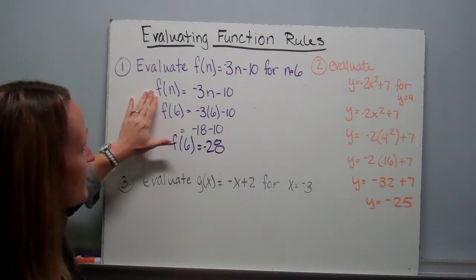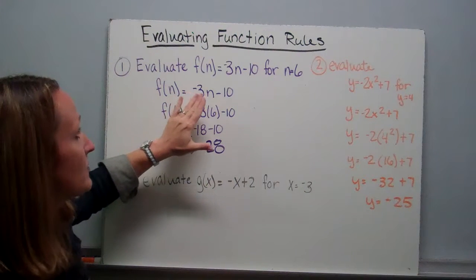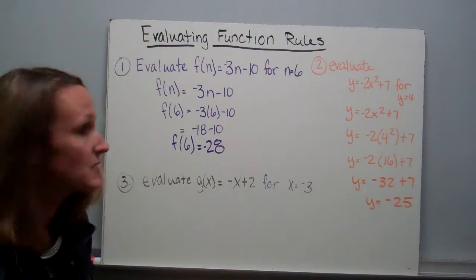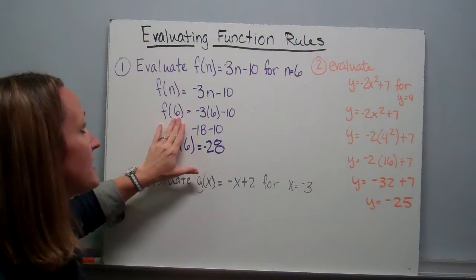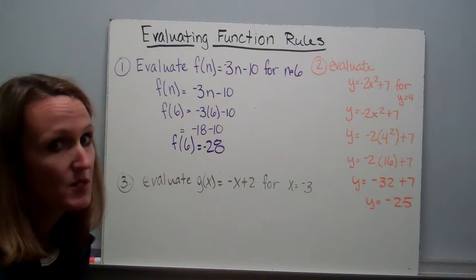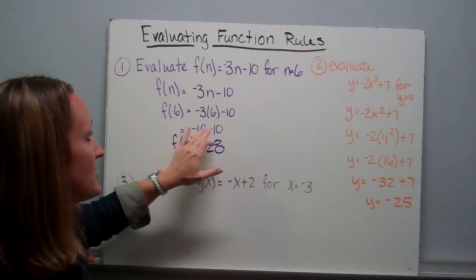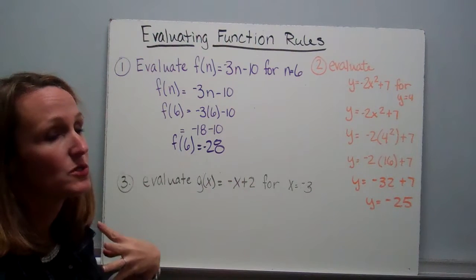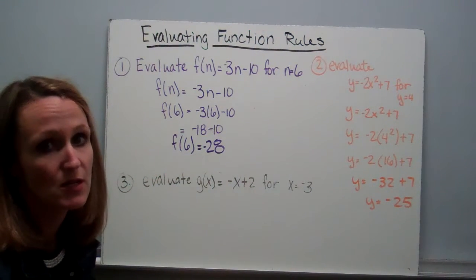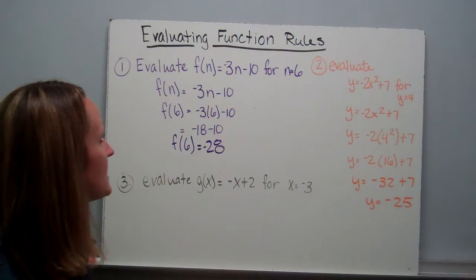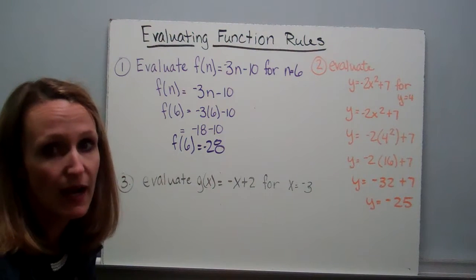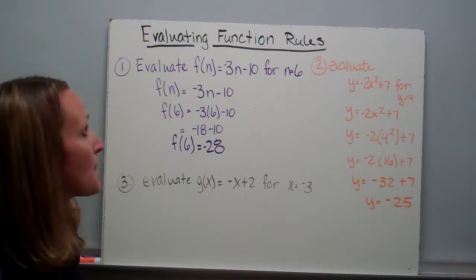Okay, so here's my function, f of n equals negative 3n minus 10. But I want to substitute in the 6 for the n. So I'm saying f of 6 equals negative 3 times 6 minus 10. So when I solve that, I get negative 18 minus 10. So what I can actually say is that f of 6 equals negative 28. So in this case, my input was 6 and my output was negative 28.